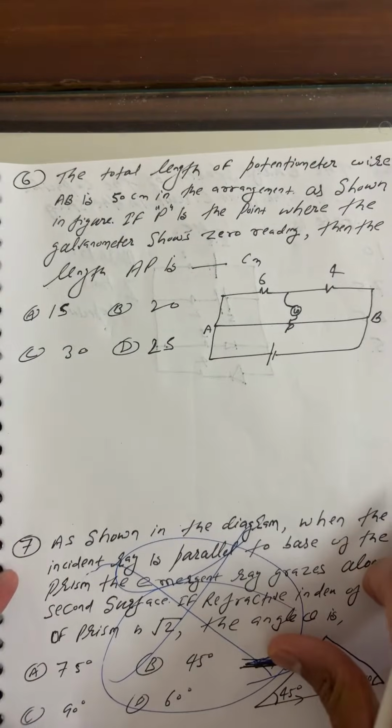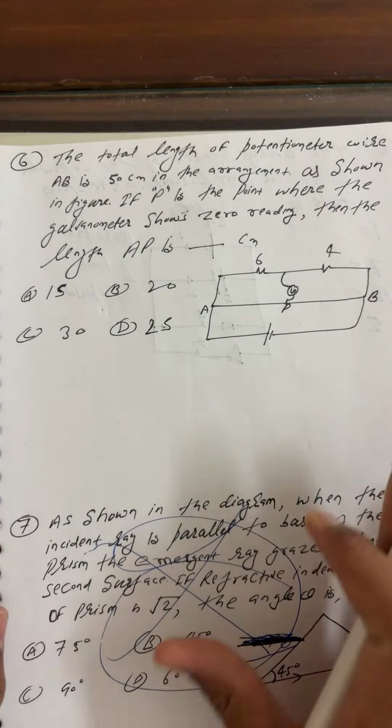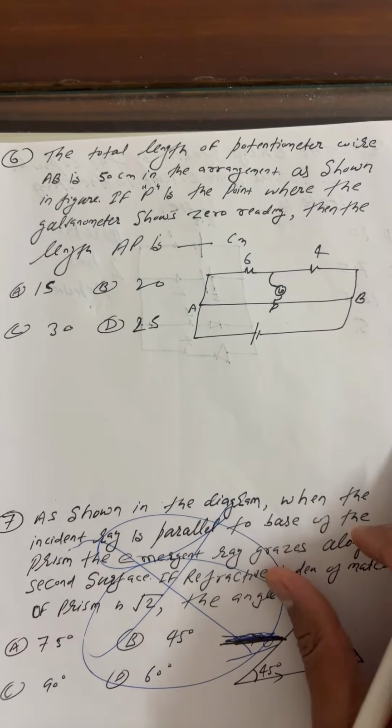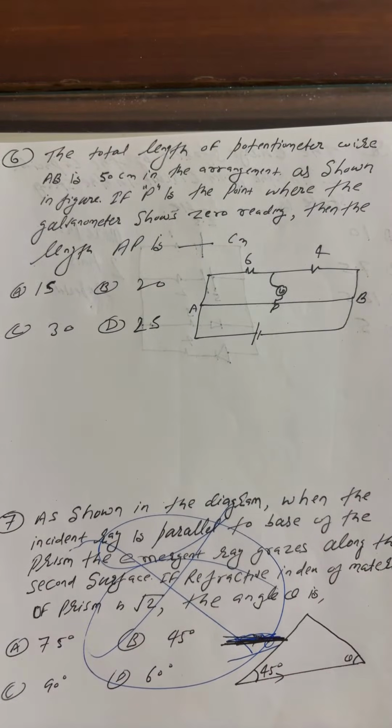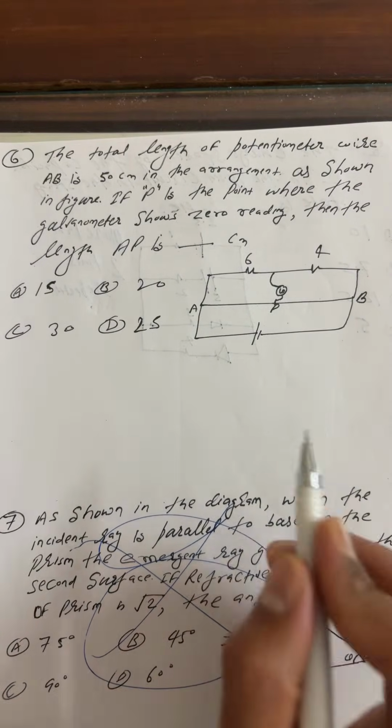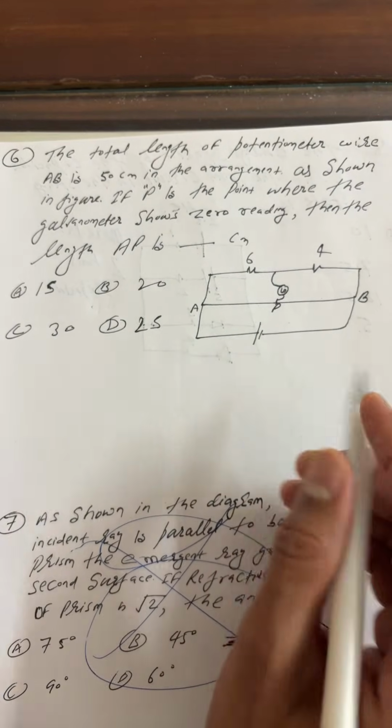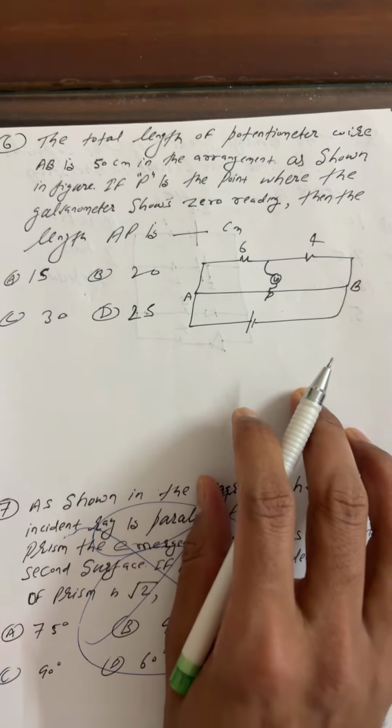Now, students, what's the next question? Question number 6. Students, data can be changed, just keep it in your mind. Now, student, what does the question say? The total length of potentiometer wire AB is 50 centimeters, in the arrangement as shown in the figure. If P is the point where the galvanometer shows zero reading, or zero deflection, then find the length AP. It's a very common and very simple numerical they asked. Just keep in your mind the basic principle of the potentiometer wire.